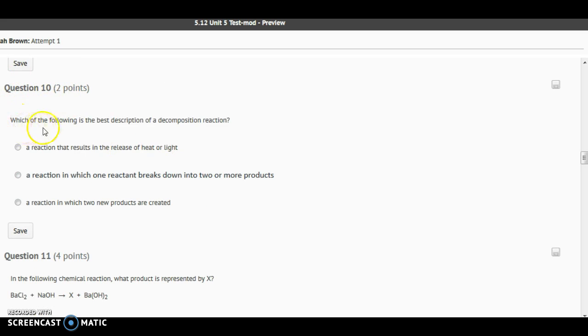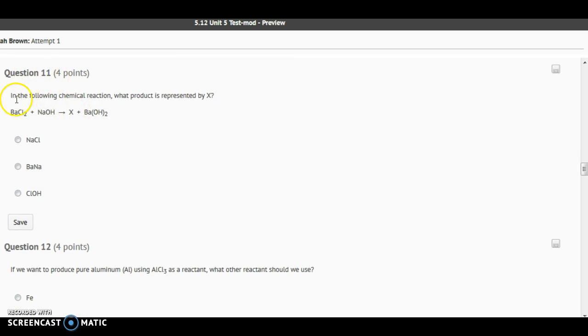Question 10. Which of the following is the best description of a decomposition reaction? A. A reaction that results in the release of heat or light. B. A reaction in which one product breaks down into 2 or more products. Or C. A reaction in which 2 new products are created.